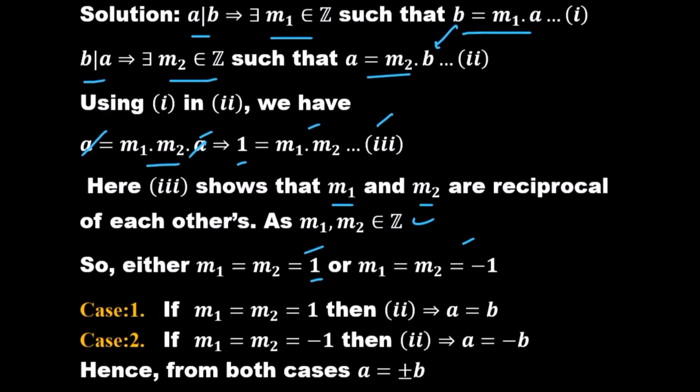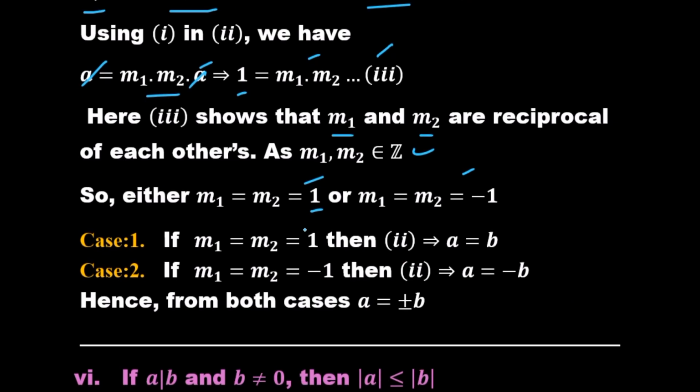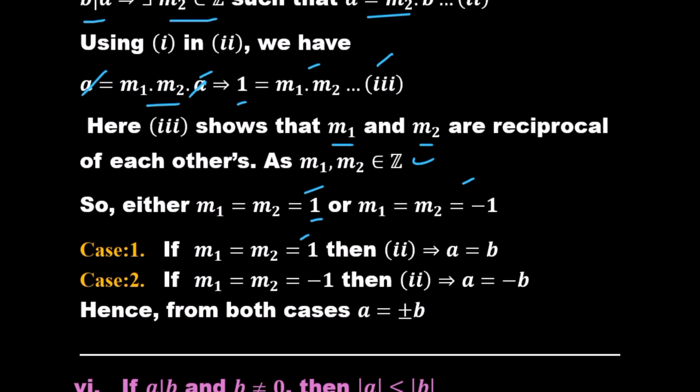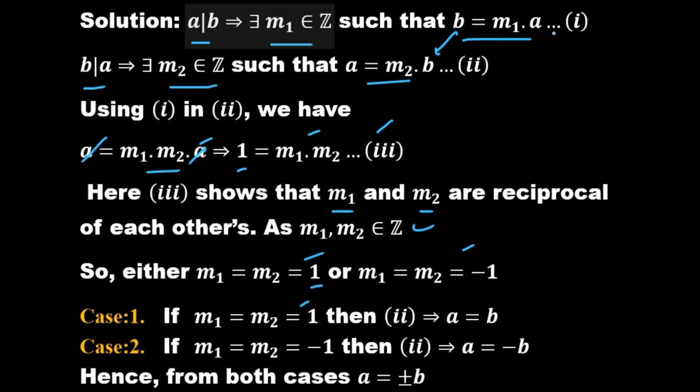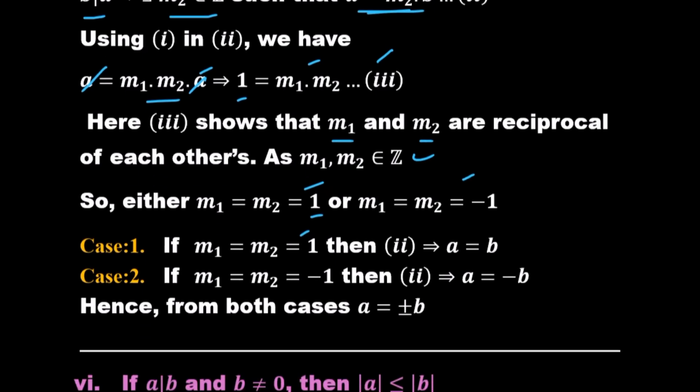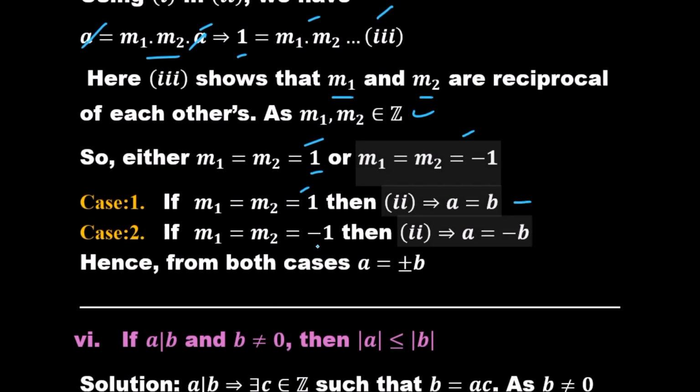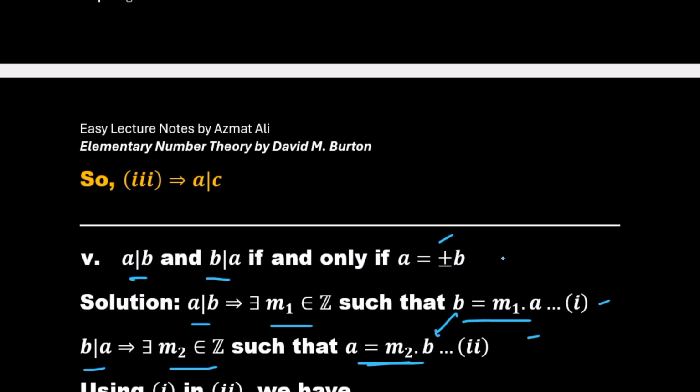Case number 1, if m1 and m2 are both equal to 1, then from either equation 1 or 2, we have A and B are equal. And in case m1 and m2 are equal to minus 1, then A is equal to minus B. Hence from both cases we have A is equal to plus minus B. Its converse part, I hope you can do by yourself. This is your assignment simply.